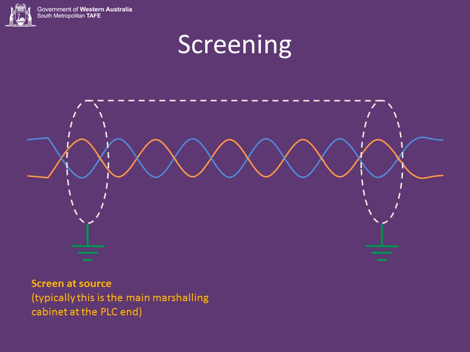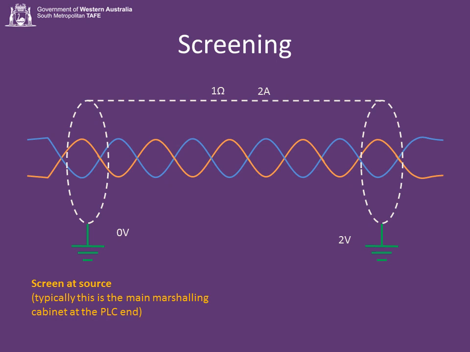The reason for this is, let's suppose we screen at both ends. Now, let's suppose at this point earth is at 0 volts, and at this point earth is at 2 volts. That's not unusual. It's fairly normal to get earth differences of anything up to 14 volts. So in this case we've only got 2 volts across them. If we suppose that the screen had a resistance of 1 ohm, now typically it has a lot less, but I'm just using round numbers, then we'd get a 2 amp current in that screen.